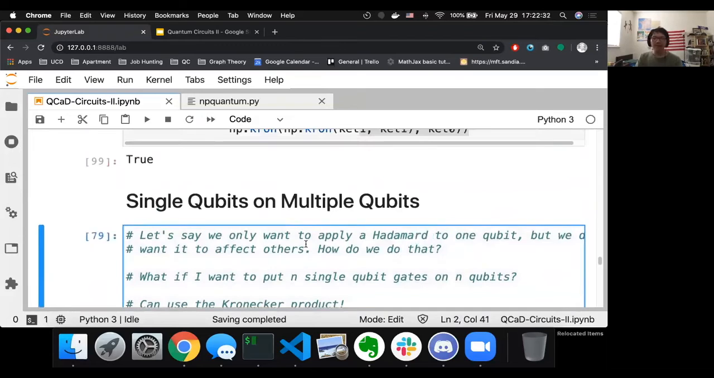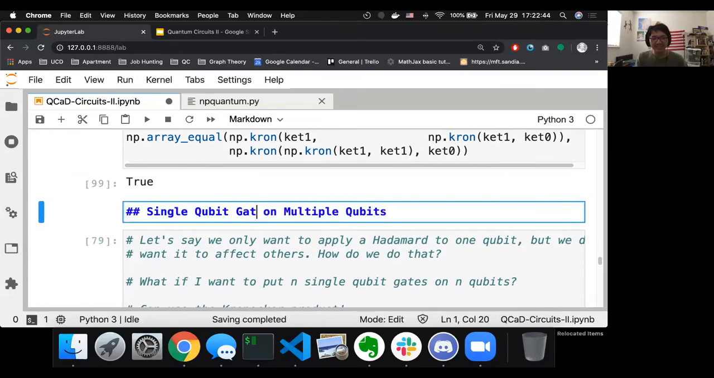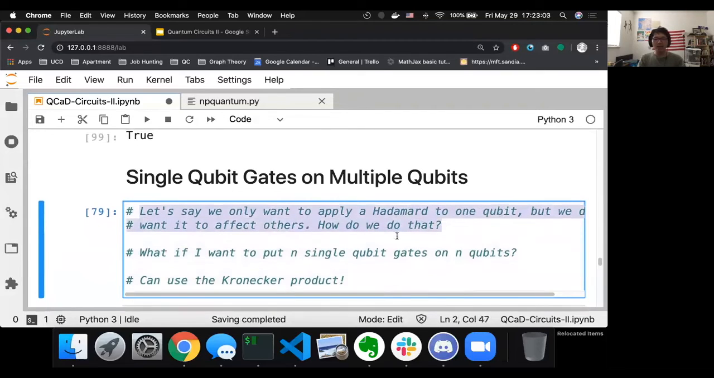I'm going to wrap up all of this gate stuff that I've been teaching you with what happens if we try to apply single-qubit gates on multiple qubits. Let's say that in a 2-qubit system, I only want to apply a Hadamard to 1 qubit. So we don't want it to affect the other qubits. How do we do that?